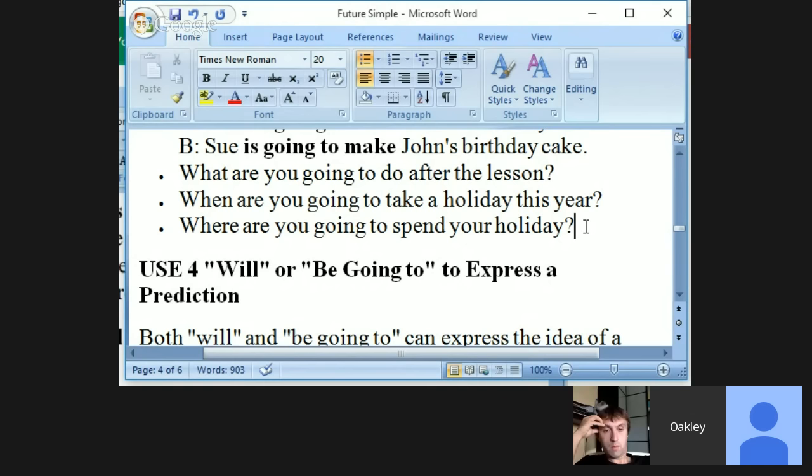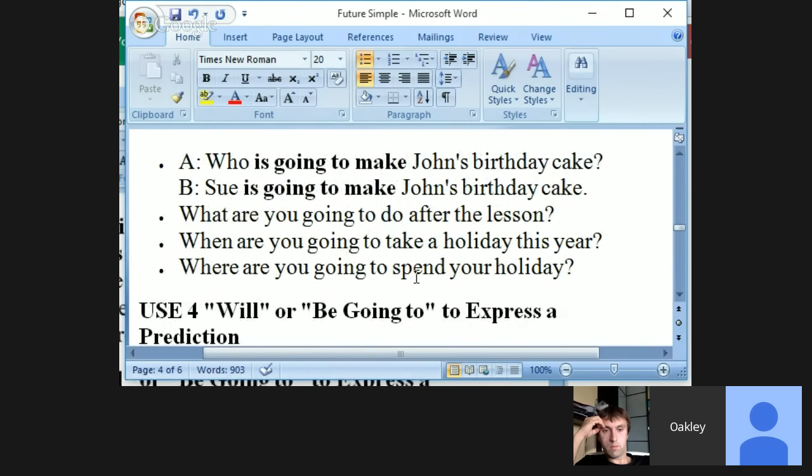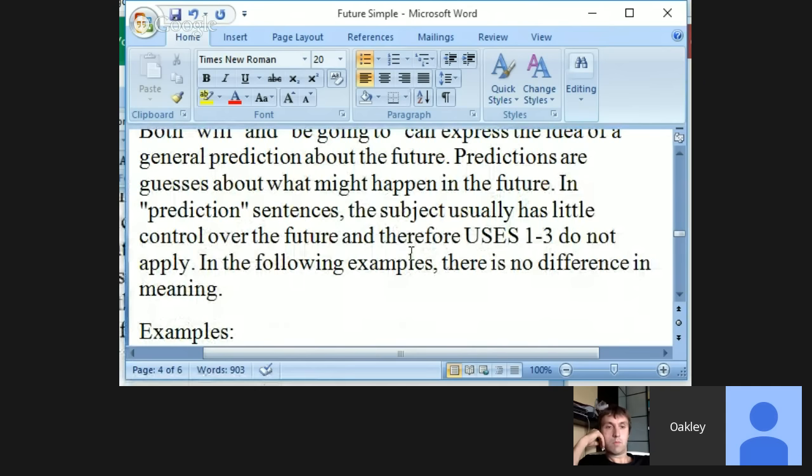To the listener, again, it hardly makes a difference. The content of the question is the content of the question, so it really doesn't matter very much. This happens all the time with these two uses of will and going to. Very often it really makes no difference which one you use, but occasionally it doesn't make sense at all to use one or the other. Okay, so both can be used to talk about the general idea of a prediction, guesses about the future.